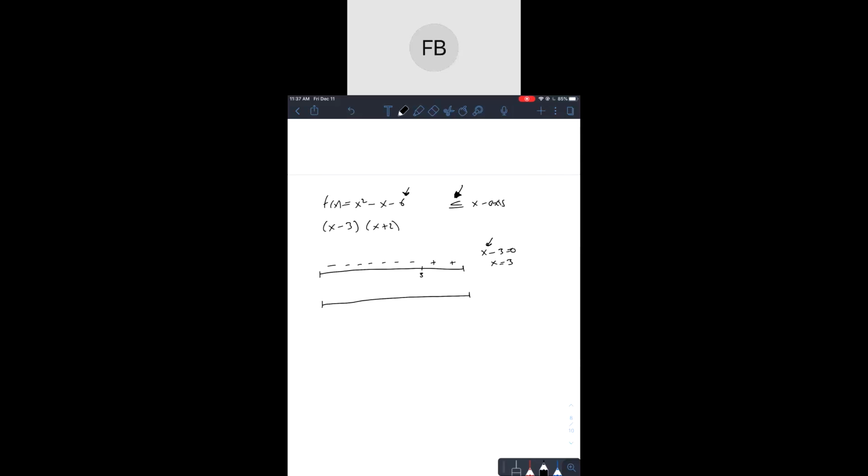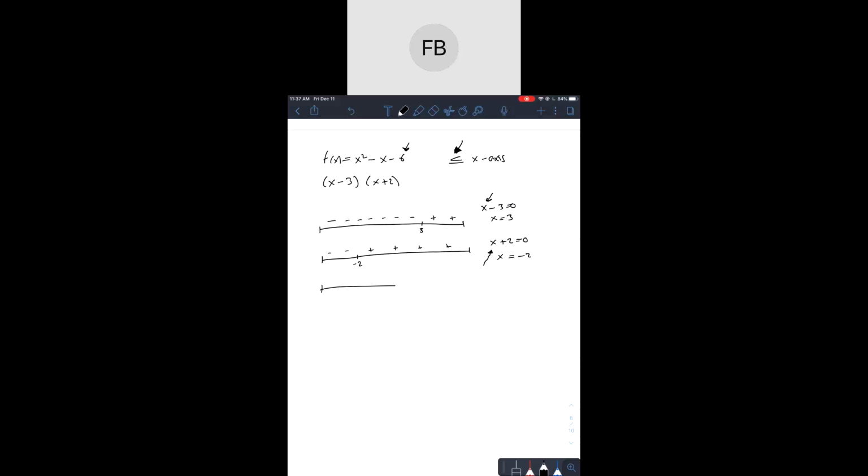Second one, let's do x plus 2 for that one. So x plus 2 equals 0. So that means x equals -2. If we plug in something bigger than -2, right, here's -2, it would be positive. And if we plugged in something less than -2, it would be negative. And then we're just going to put these two together. So just bring down your -2, bring down your 3.